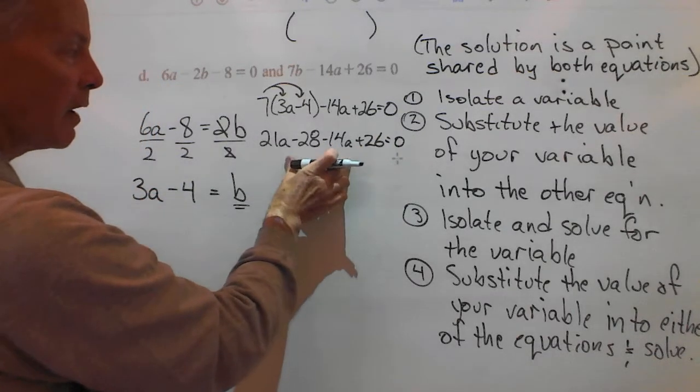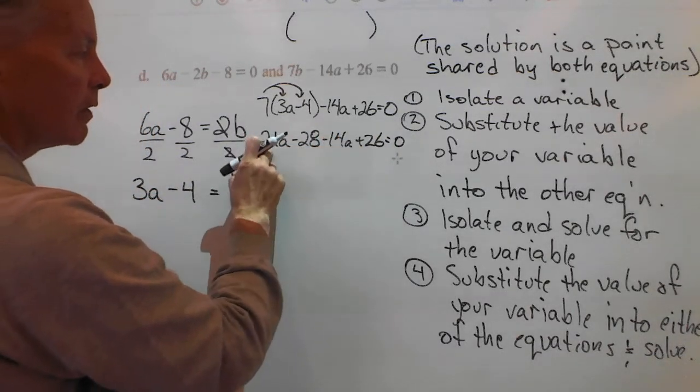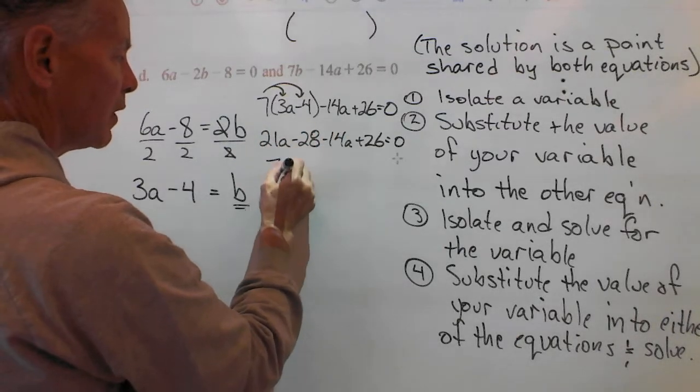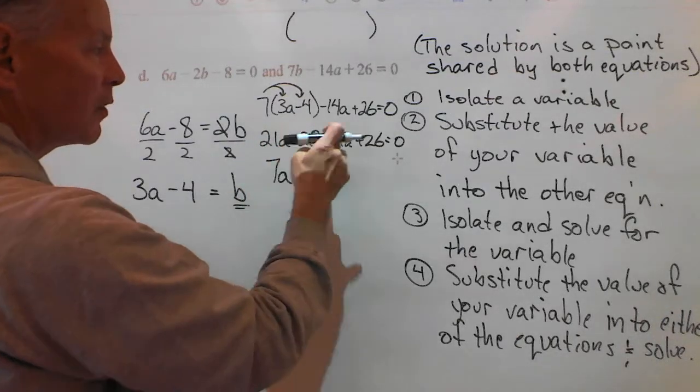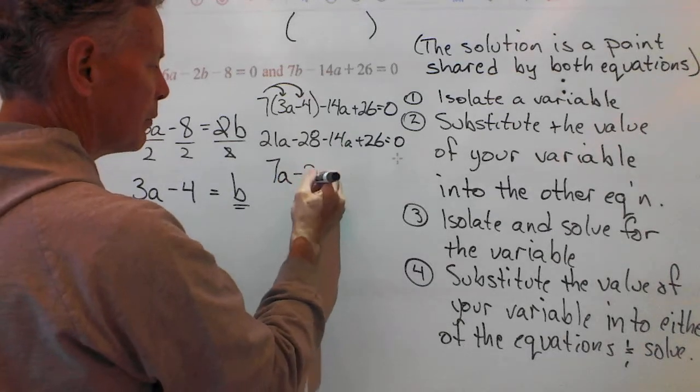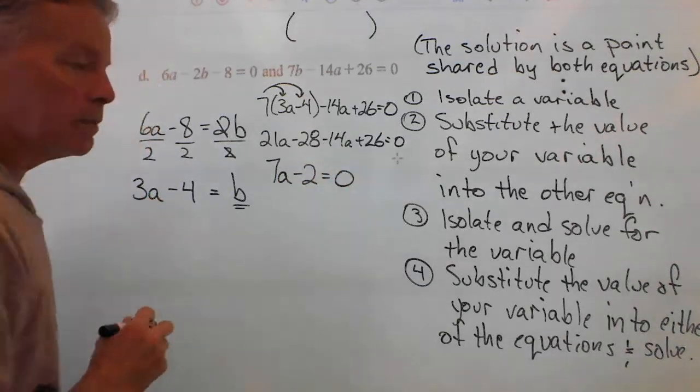Continue simplifying the left side. You've got some like terms here, right? 21a minus 14a will give me 7a. Minus 28 plus 26 will give me minus 2. Oh, that's so much simpler.